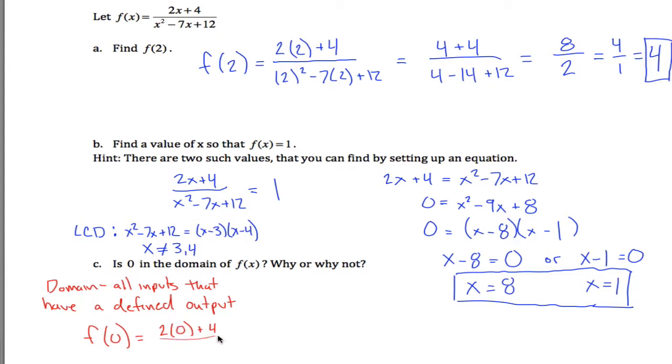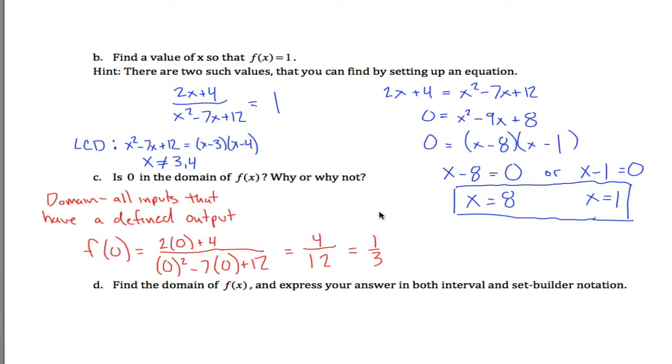So f of 0 would be 2 times 0 plus 4, divided by 0 squared minus 7 times 0 plus 12, which is what? 2 times 0 is 0, plus 4 is 4. 0 squared is 0, minus 7 times 0 is 0, so 0 minus 0 is 0, plus 12 gives me 12. So 0 is in the domain.